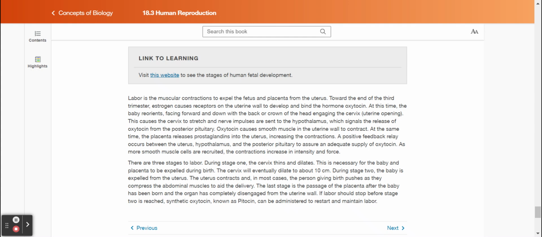At the same time, the placenta releases prostaglandins into the uterus, increasing the contractions. A positive feedback relay occurs between the uterus, hypothalamus, and the posterior pituitary to assure an adequate supply of oxytocin. As more smooth muscle cells are recruited, the contractions increase in intensity and force.